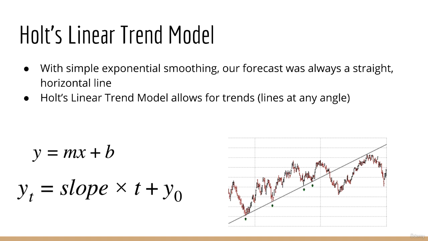As you know, the coefficient in front of t is called the slope, and the constant term by itself is called the intercept. Clearly, it is the value of y at time t equals 0, hence the symbol y naught or y0. Note that the slope is the amount that y changes when t increases by 1. Understanding this kind of equation is a crucial step in understanding Holt's linear trend model.